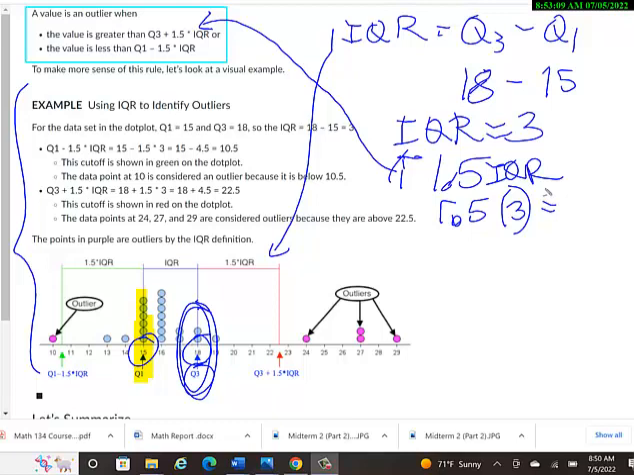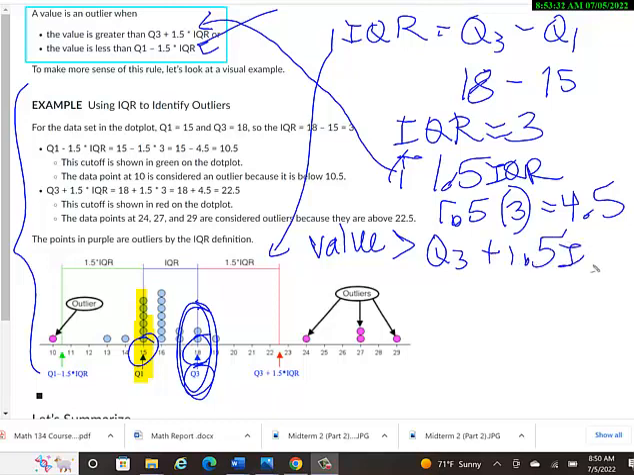So we get 4.5. 1.5 times 3 is 4.5. Okay. So now we'll calculate to see if a value, as it shows on that box up there, the kind of the benchmark. The value is greater than, I don't know if you remember that symbol. You can just write the word greater than, but if you want, greater than Q3 plus 1.5 interquartile range.